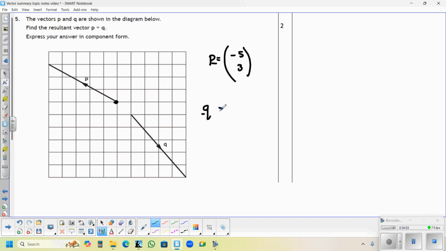Q vector in component terms, find the start of it. It must be there because it's going in that direction. So it goes across 1, 2, 3, 4. So it's 4 to the right, so that's 4. But then it's going down 1, 2, 3, 4, 5. So what we want to do then is find p plus q, add the two of them together, and when I add them together I get minus 5 plus 4, which is minus 1, and I've got 3 plus minus 5, which is minus 2, and that gives us our vector.